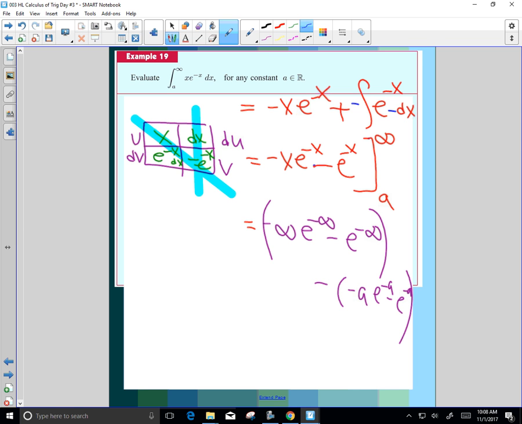Why are we doing the first part from a to infinity? We're doing an improper integral from a to infinity. We took this, and now we're going from a to infinity. Top number first, bottom number last. So this is going to be equal to negative infinity over e to the negative infinity minus 1 over e to the infinity, minus a negative, which will be plus a times e to the negative a, minus 1 over e to the a.